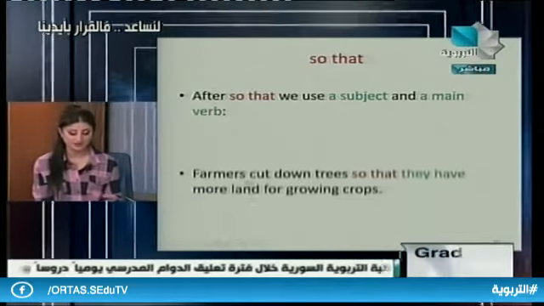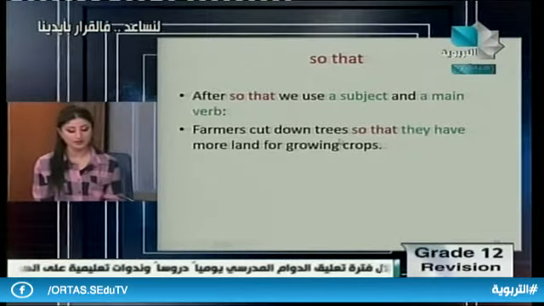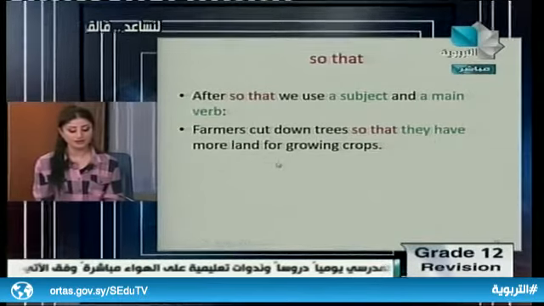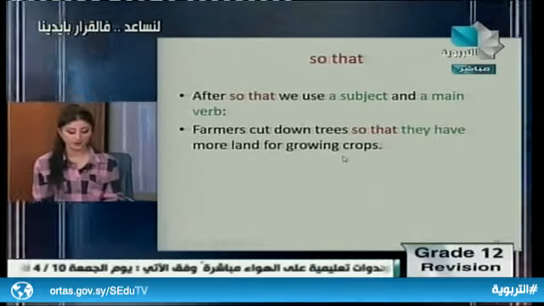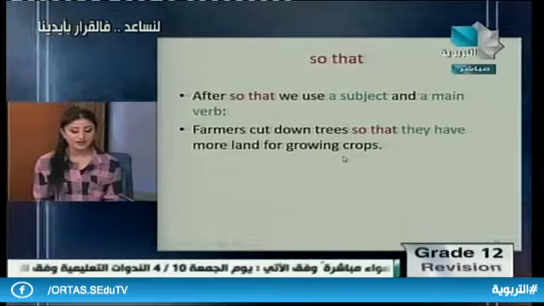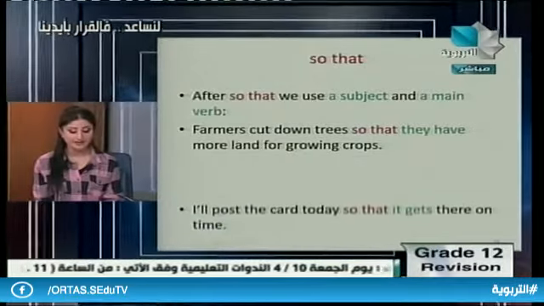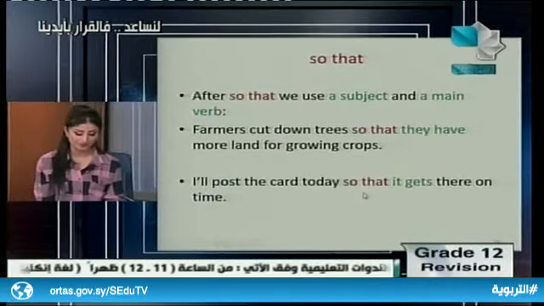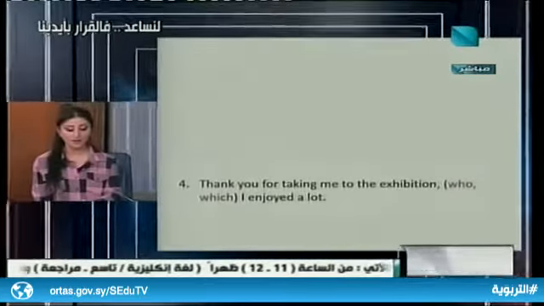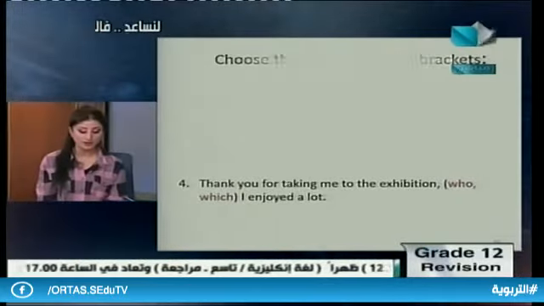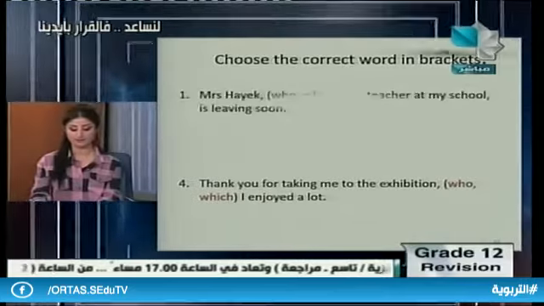We have a result. Farmers cut down trees so that they have more land for growing crops. Okay. Good. I'll post the card today so that it gets here on time. Good. Okay. We have some examples. Choose the correct word in brackets. Thank you.